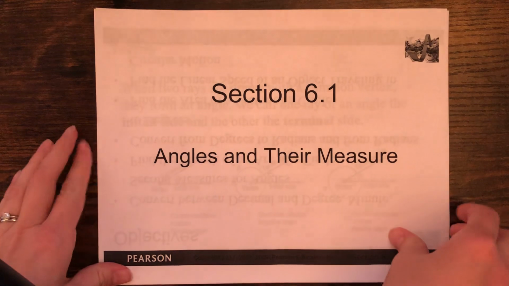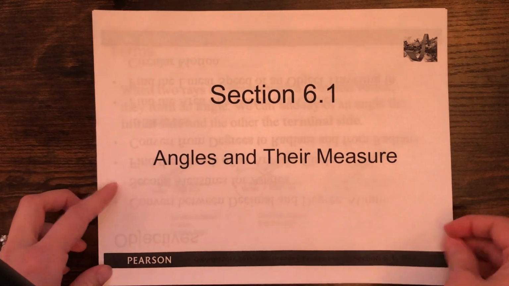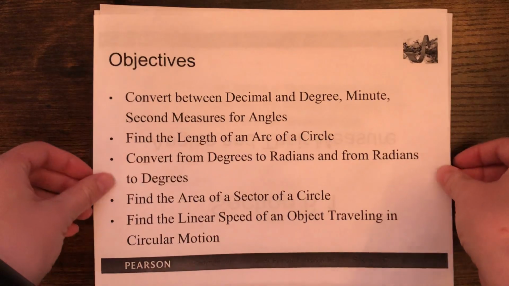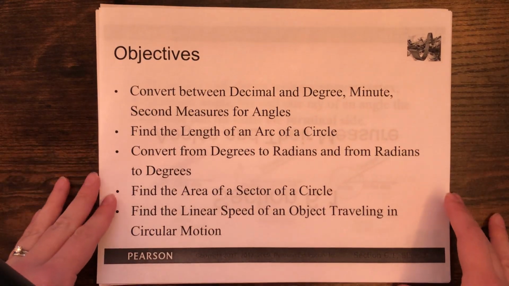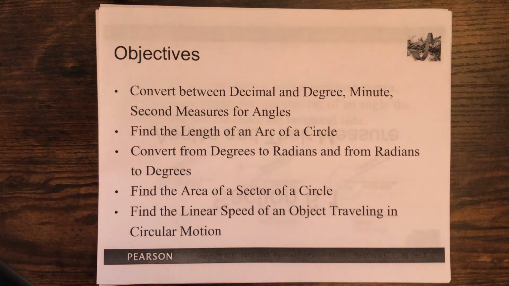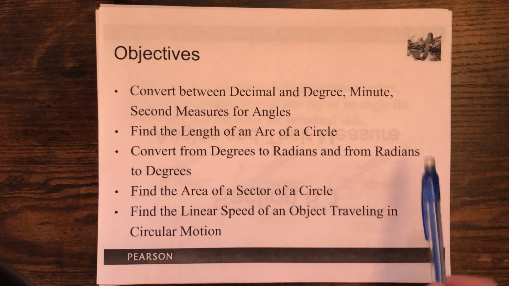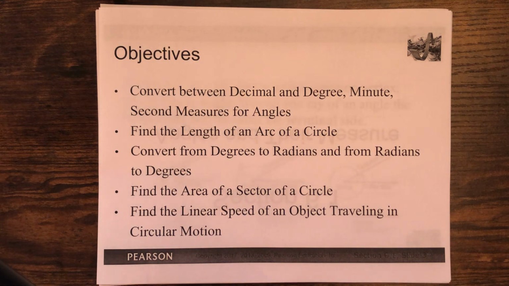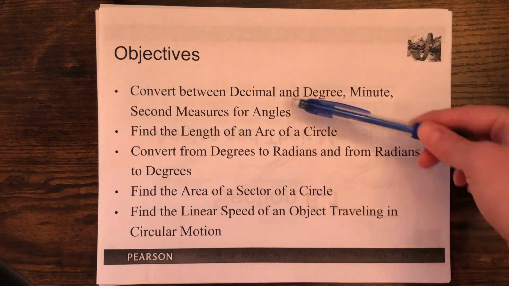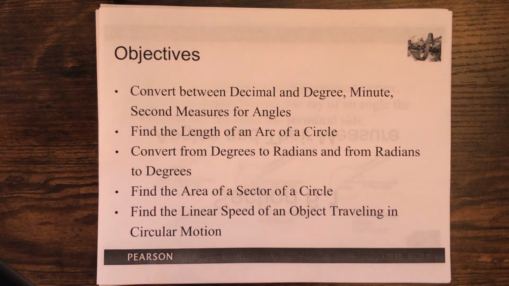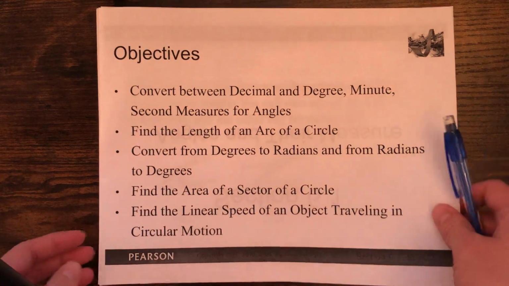All right, so section 6.1, we are going to focus a lot on definitions and things like that, and we're going to be talking about angles and their measures. Something new, we are going to be converting between decimal and degree, minute, and seconds, which we'll talk more about in just a second. We'll be finding the length of an arc, which you did in Math 3, but we'll talk about that again. You also converted from degrees to radians and radians to degrees. And you found the area of a sector. So those are all kind of review topics. And then also new to pre-cal is finding linear speed and also angular speed, which we will talk about as well.